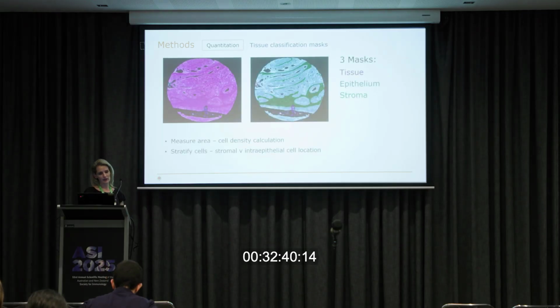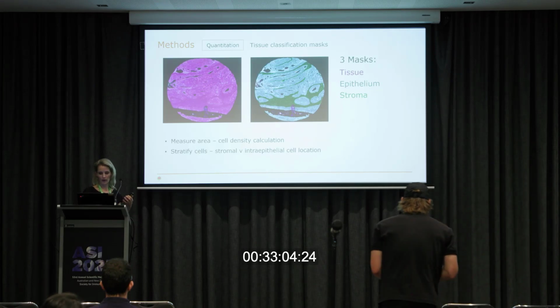Okay, so I mentioned the masks. The three masks that we tend to create are the tissue mask, so that we limit our analysis just to the tissue; the epithelium, which can either be the tumour or the normal epithelium in our normal cores; and the stroma. Our aim is to measure the area, and that gives us the cell densities, and also enables us to stratify the cells, whether or not they're in the epithelium or the stroma.